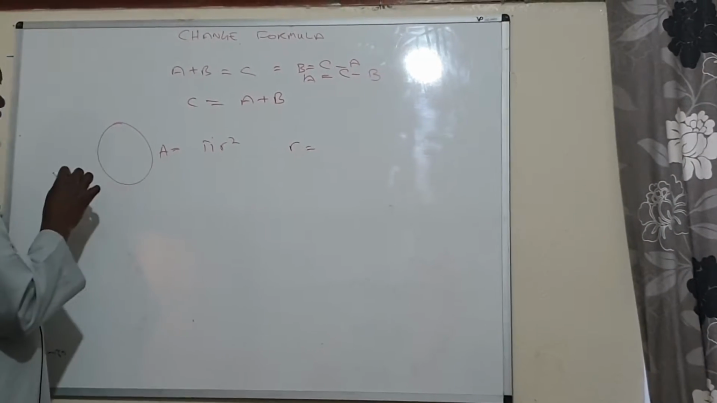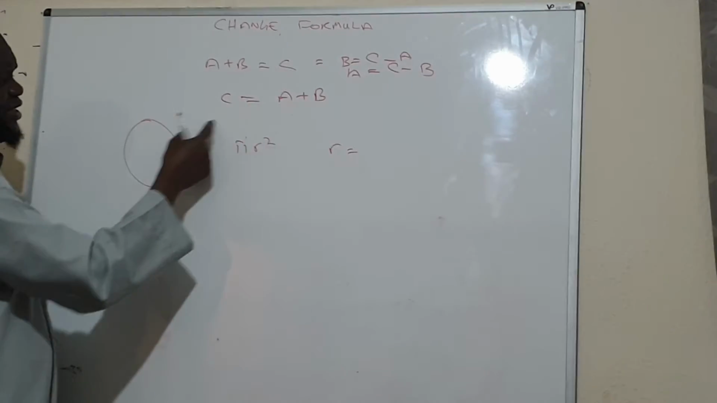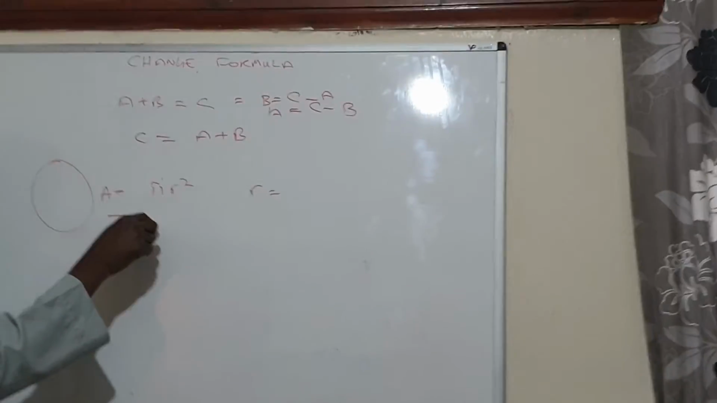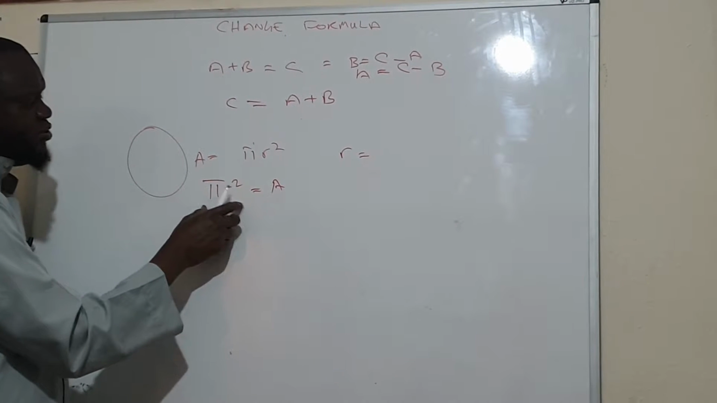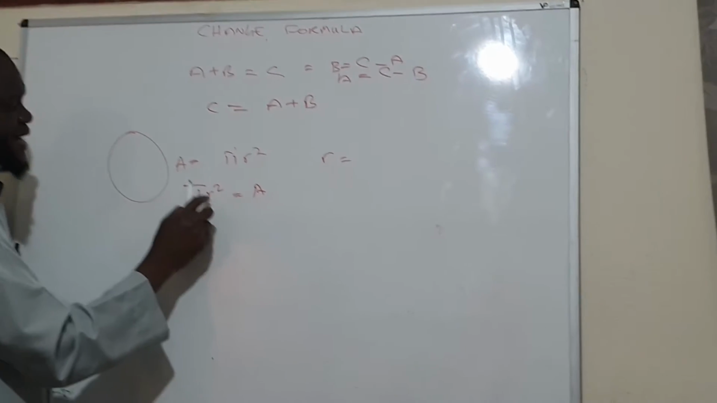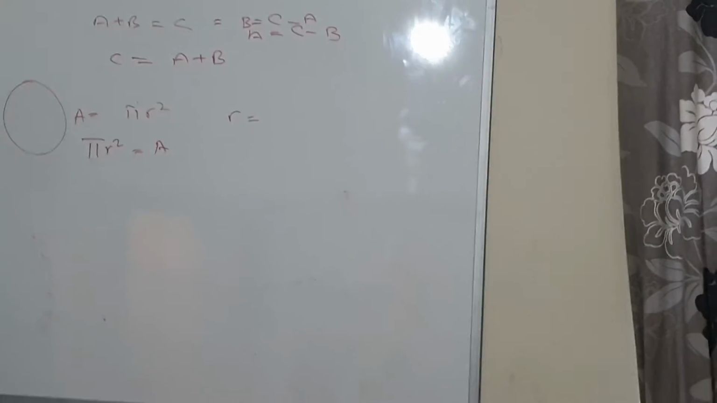Now, if you are doing these things, it will be difficult for you to turn everything to the other side. So put it the other way around. R squared is equal to A, because you are going to move what is on this side to that side, so that at least you have one r standing outside. So it's better to turn it around.